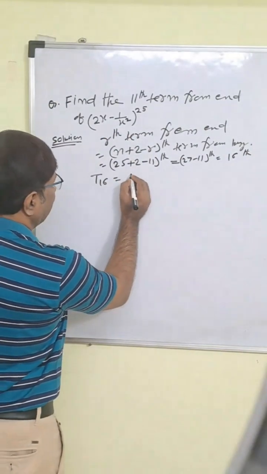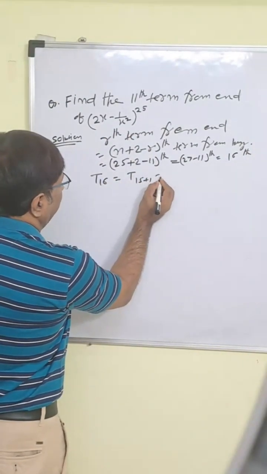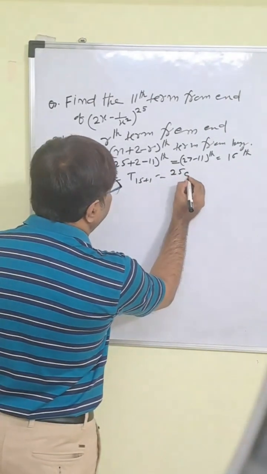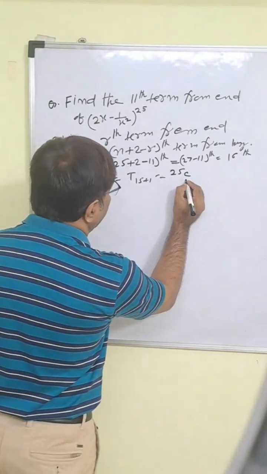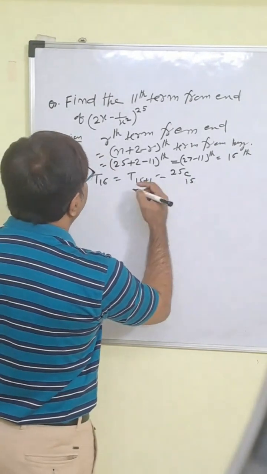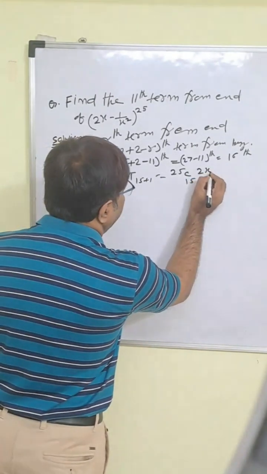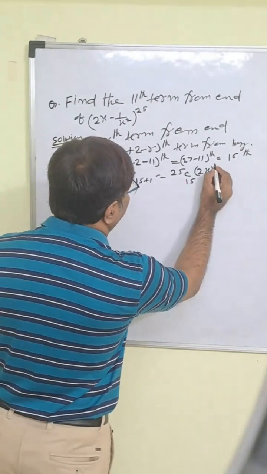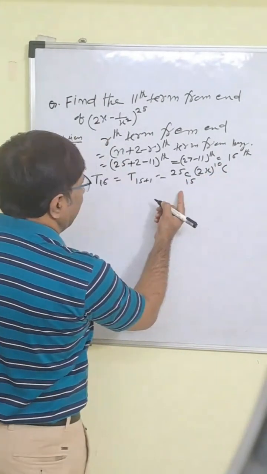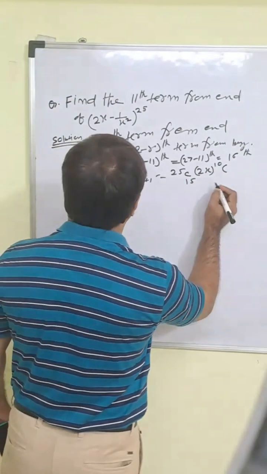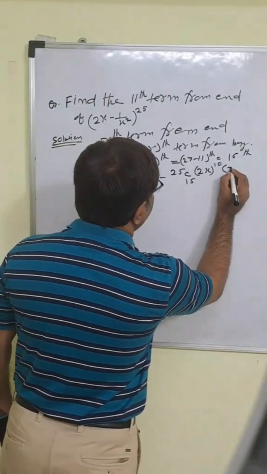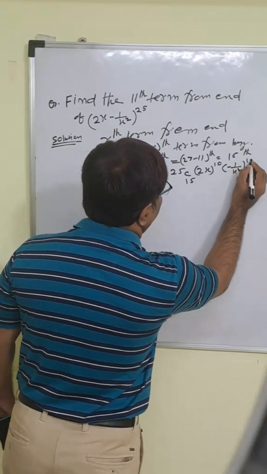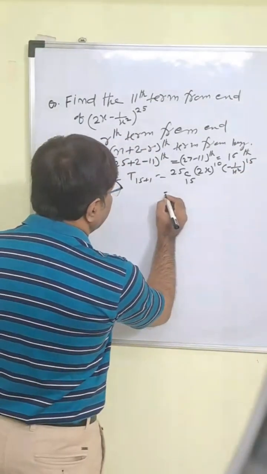So you know T16 is T15 plus 1. So our formula is nCr a to the power n minus r. Here n is 25, r is 15, so 25C15. a to the power n minus r, where a is 2x, and n minus r is 25 minus 15, which is 10. Then b to the power r, where b is minus 1 upon x square, and this power is 15.